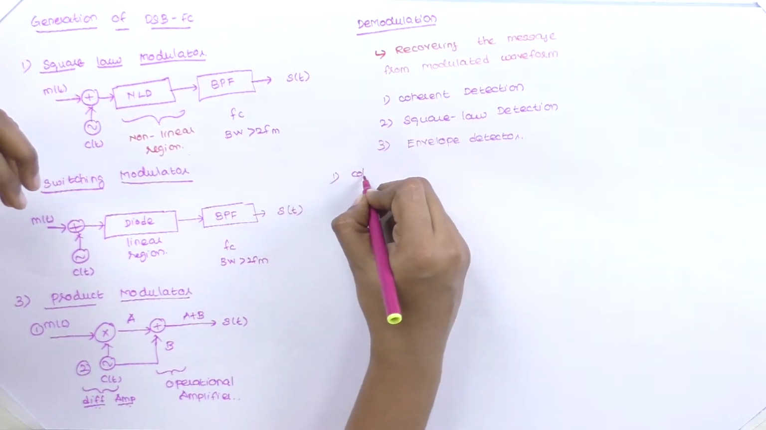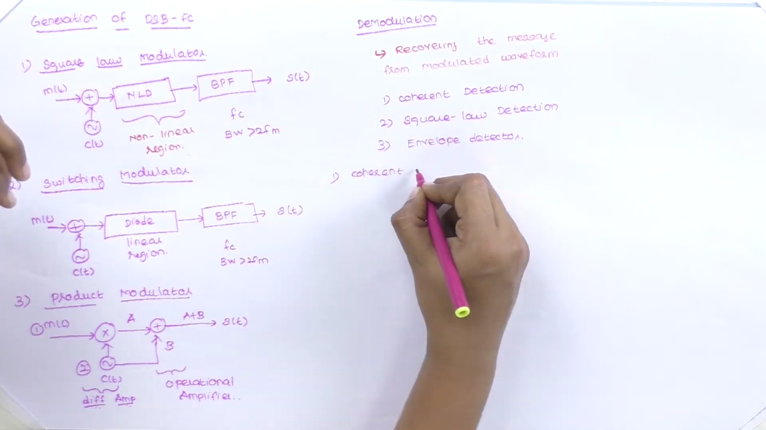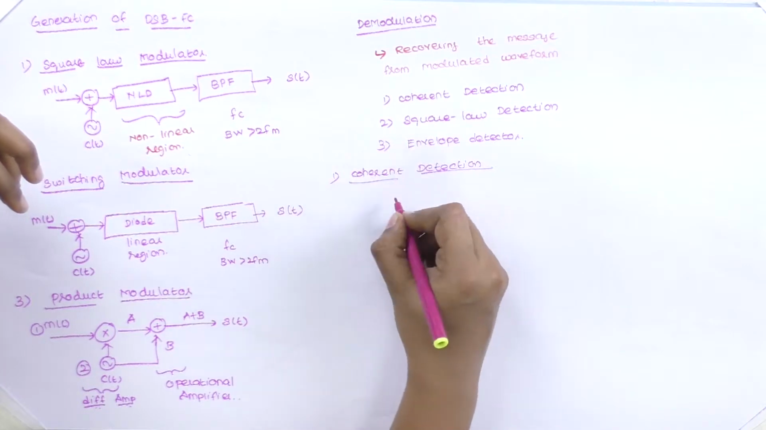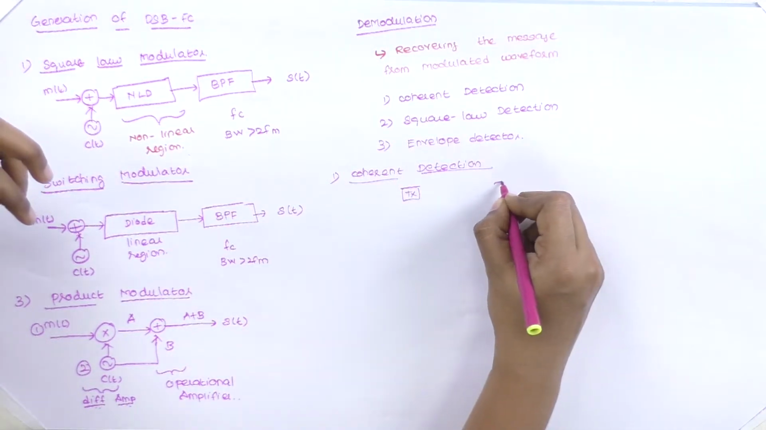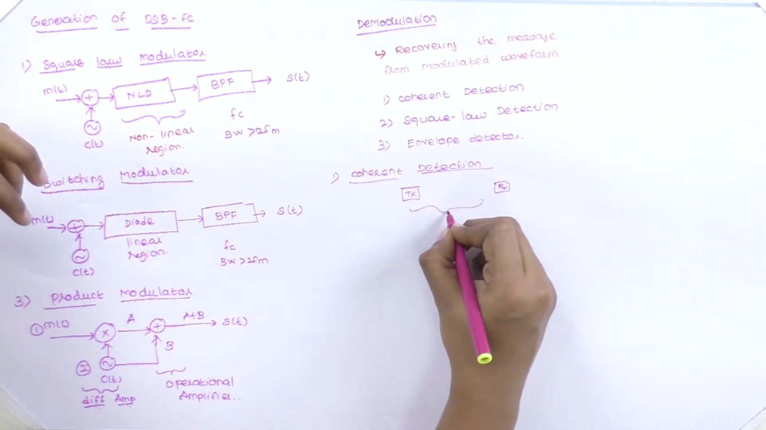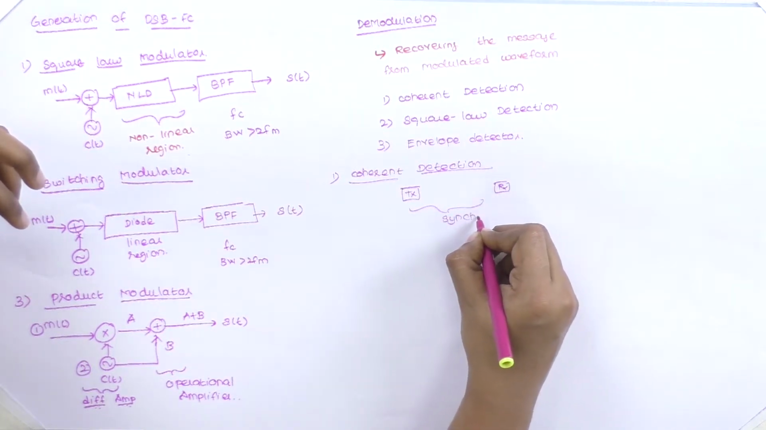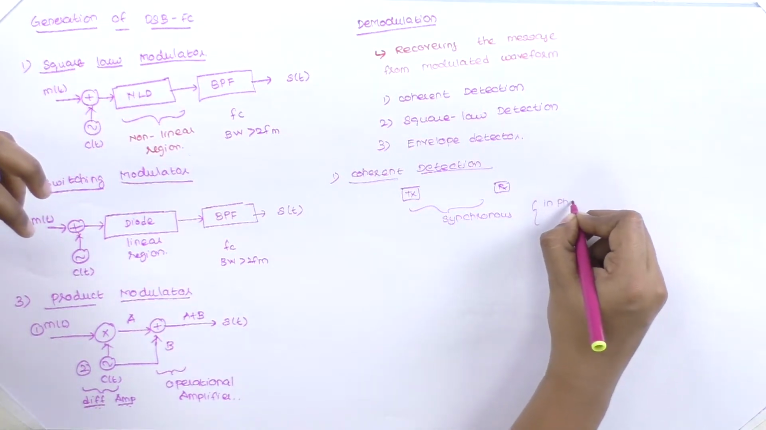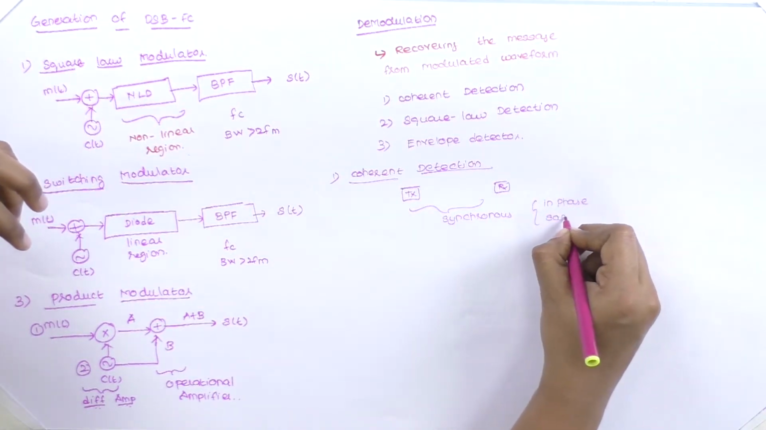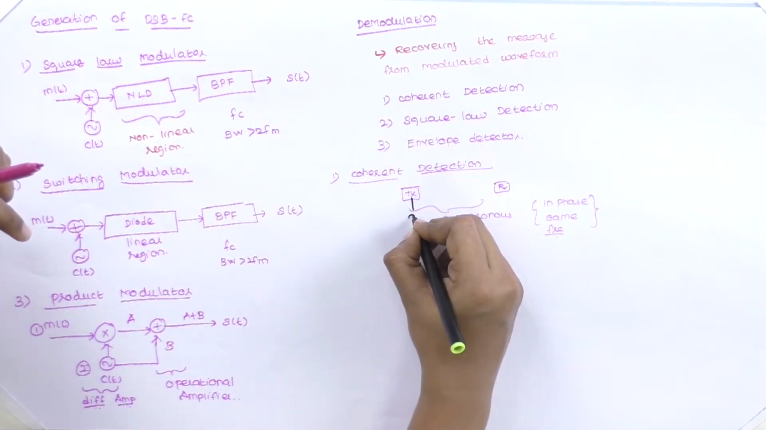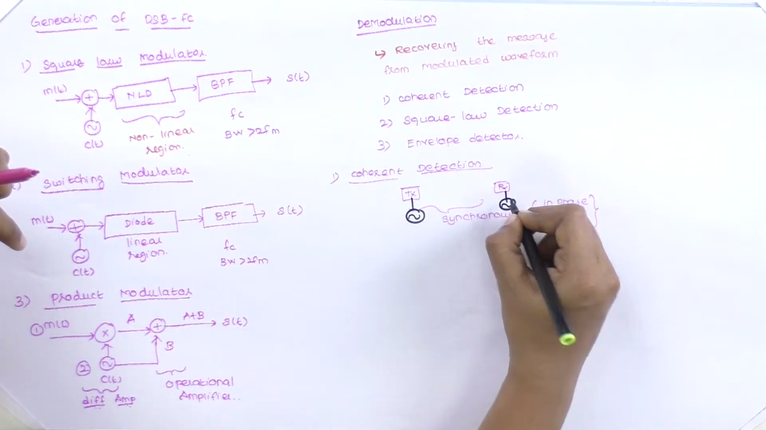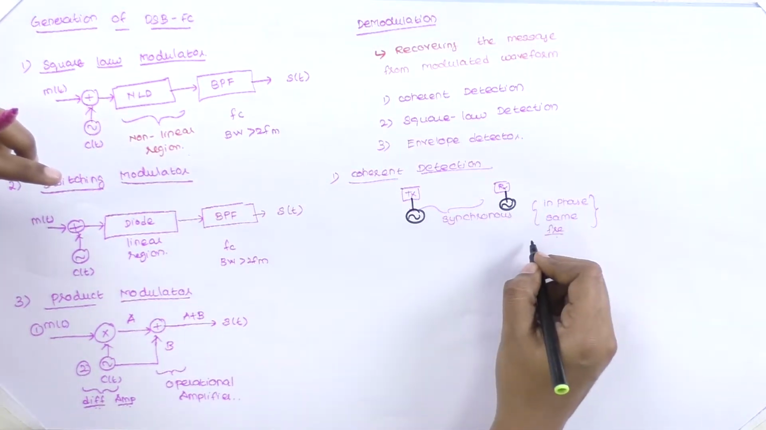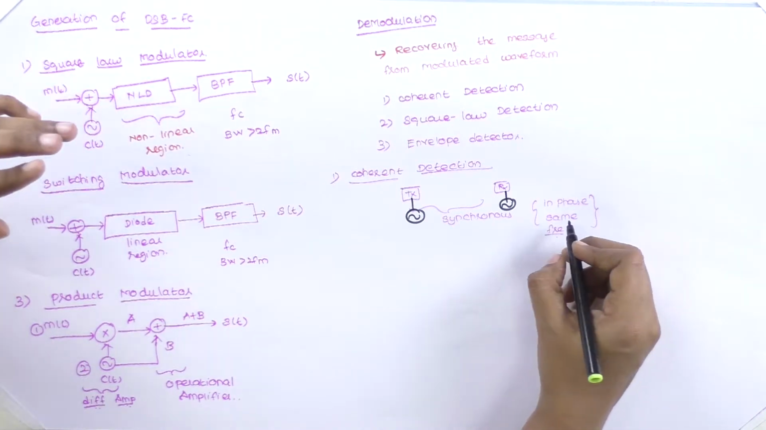First in our topic is coherent. Just now we have explained what is coherent. Coherent means the transmitter and the receiver both should be synchronous. Synchronous refers to in phase and same frequency. That is, the carrier used in the transmitter side for modulation and the receiver side for demodulation, both should be in phase and must have the same frequency.